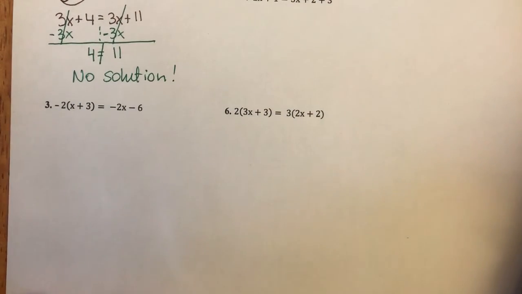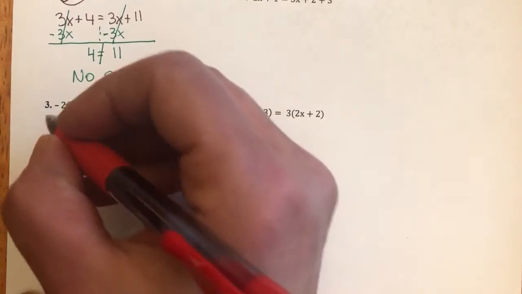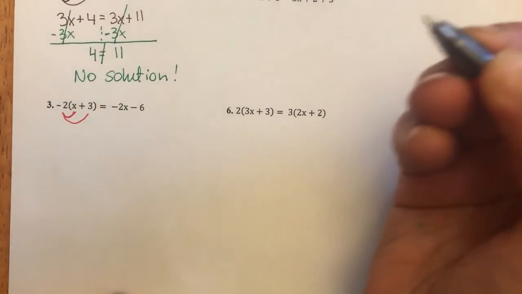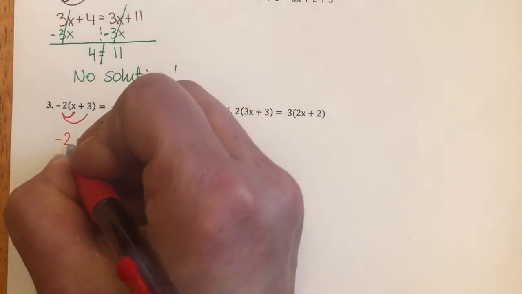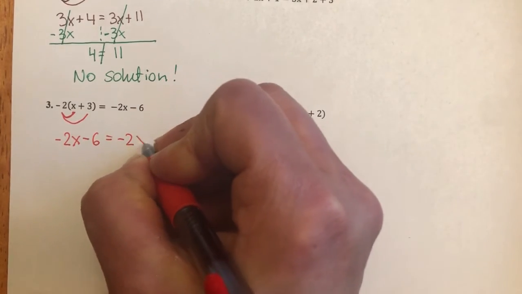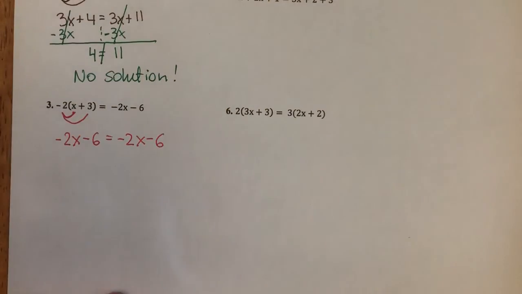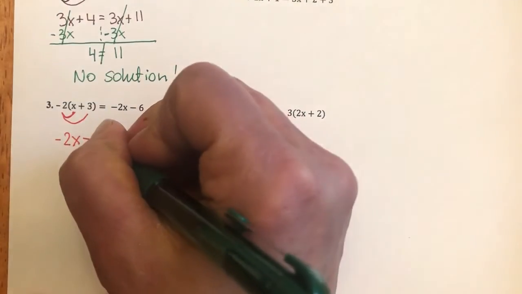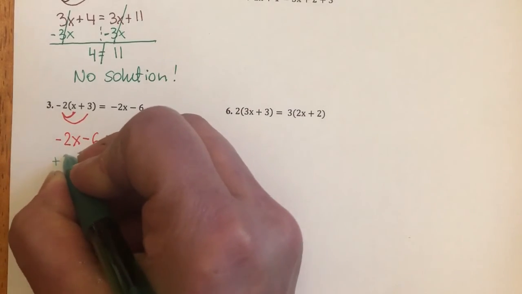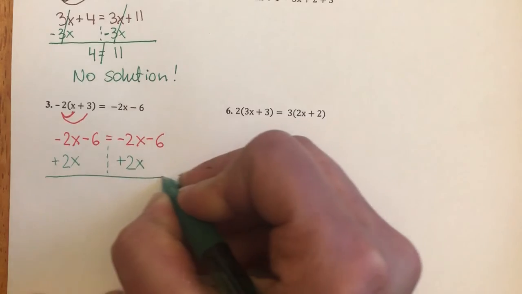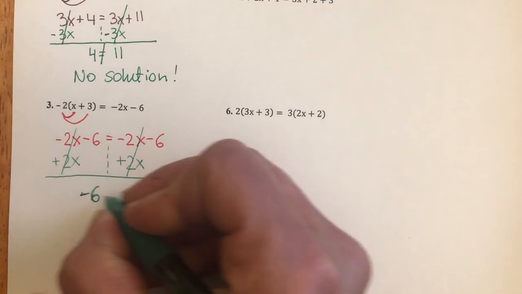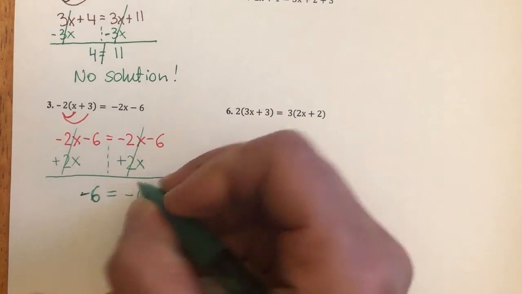All right, and then let's do one more and see what happens. Well, it is the same kind of situation. I want to clean this up first. I now have -2 and I am going to distribute it inside the parentheses. That is going to give me -2x minus 6 is equal to -2x minus 6. I want to get the variables together, so I am going to add the 2x to both sides. Look at this. This is gone, this is gone. But what I do get is that -6 is equal to -6.